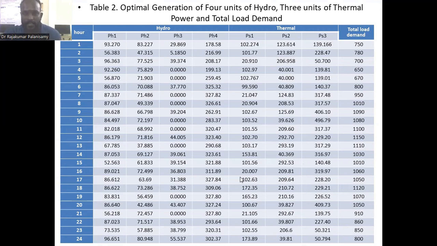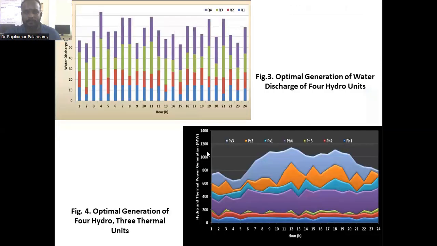Finally, whatever results we are getting, we have calculated manually, and we have compared the calculated values with the previous results. By using NSTLBO, we are getting the best solution. And these are the figures. Figure 3 and figure 4 represent the optimal generation graphically. Previously we represented it numerically in the form of a table, and now we have represented it graphically.